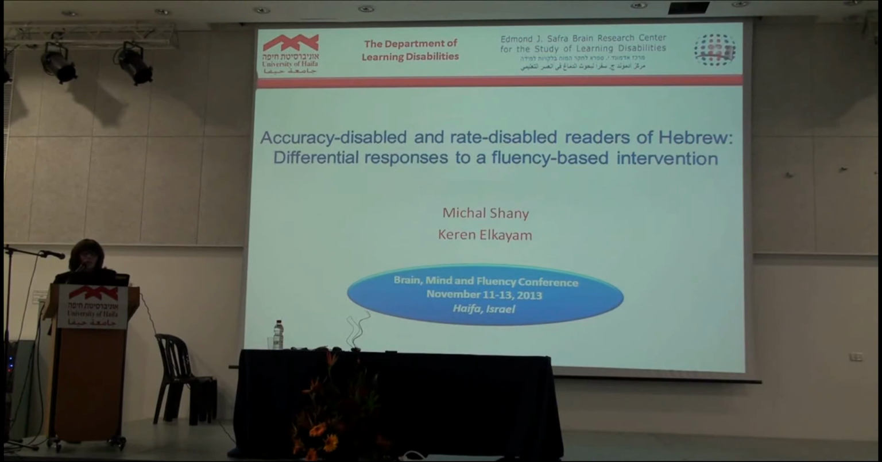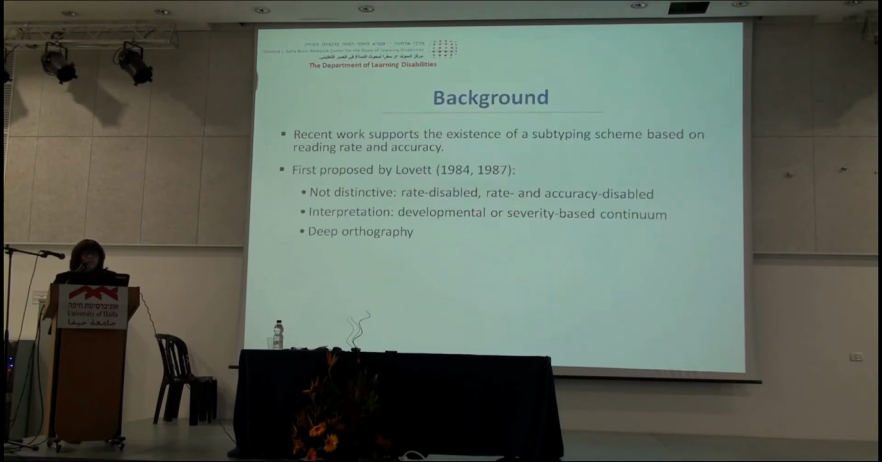And I want to present today a research which will focus on different RTI, response to intervention. Meaning I will talk about two subtypes of reading disabled kids who respond differently to the acceleration program, the fluency-based intervention. And after that, we have recent work that supports the existence of a subtyping scheme based on reading rate and accuracy.